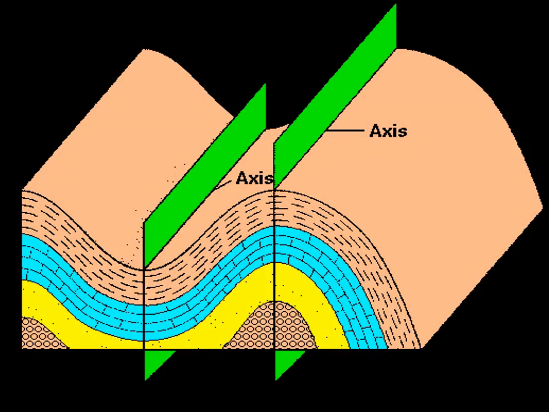The imaginary plane that divides the fold, anticline or syncline, into two roughly equal parts is called the axial plane. So these green surfaces are actually axial planes. Any line on the axial plane is an axis. So this line here is an axis, and this line here is an axis. So the axis defines the fold by defining the approximate middle of the fold.